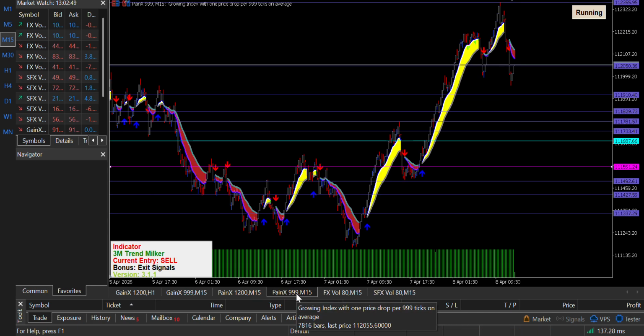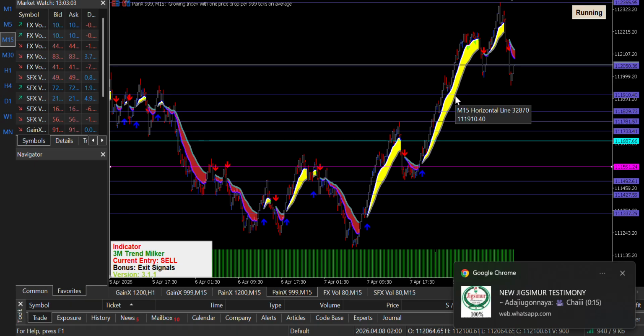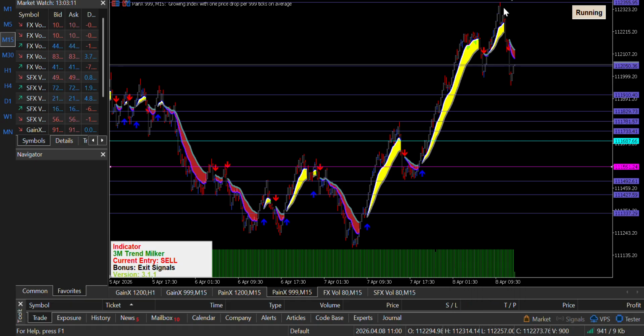The same strategy on Paynex 999. This is Paynex 999. I remember very well when we milked it to this particular top. It has really gone far. We started from here and we milked it to somewhere here. Right now it has got into this resistance zone, and of course guys, this is trying to sell. It has given us a downtrend signal.